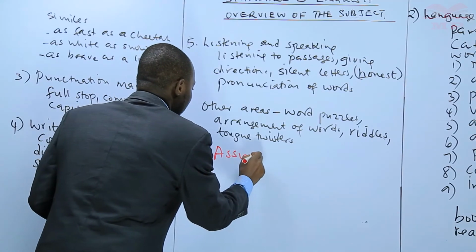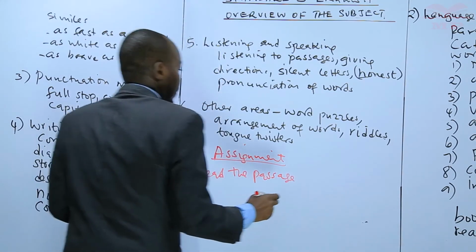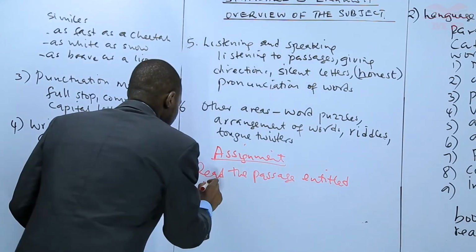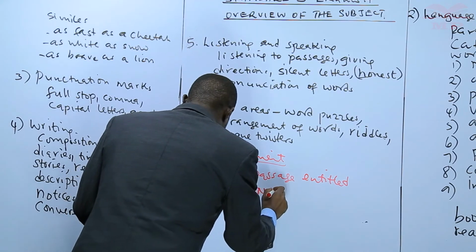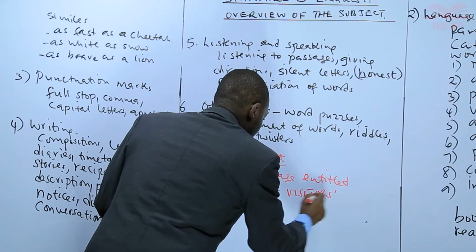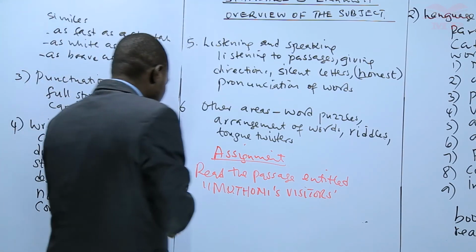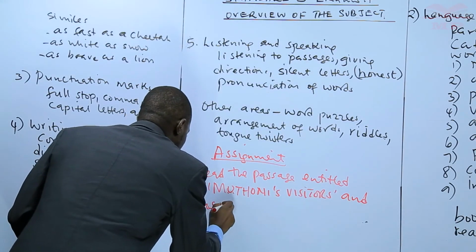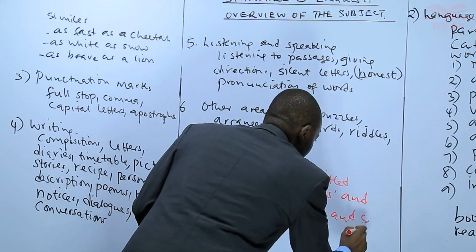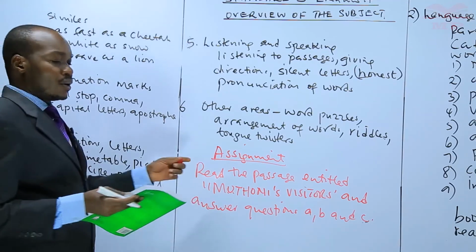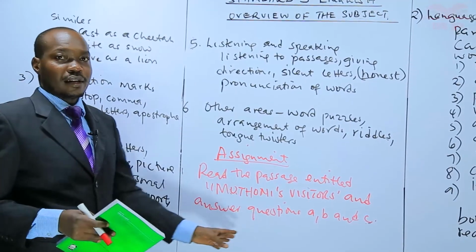So this will be your assignment. Read the passage entitled Muthoni's Visitors, and answer questions A, B, and C. So my dear learner, go and read that passage, Muthoni's Visitors, and answer questions A, B, and C, okay? As I have indicated there.